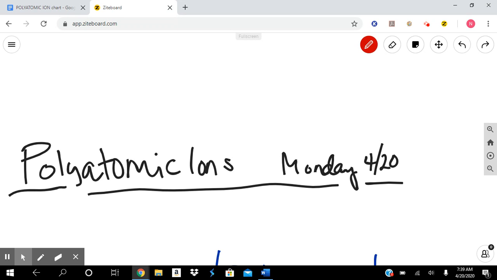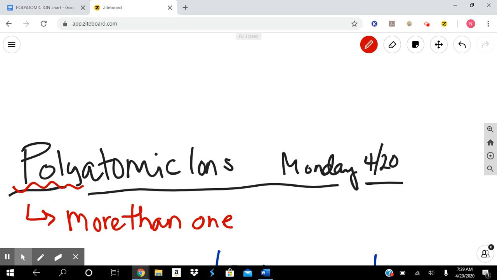What is a polyatomic ion? Break the word down. Poly. Poly means what? More than one. And atomic means atom. So polyatomic ions are ions that are made up of more than one atom.